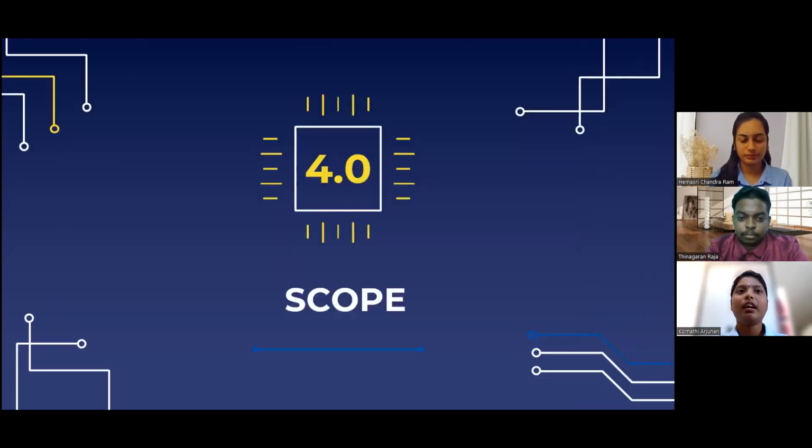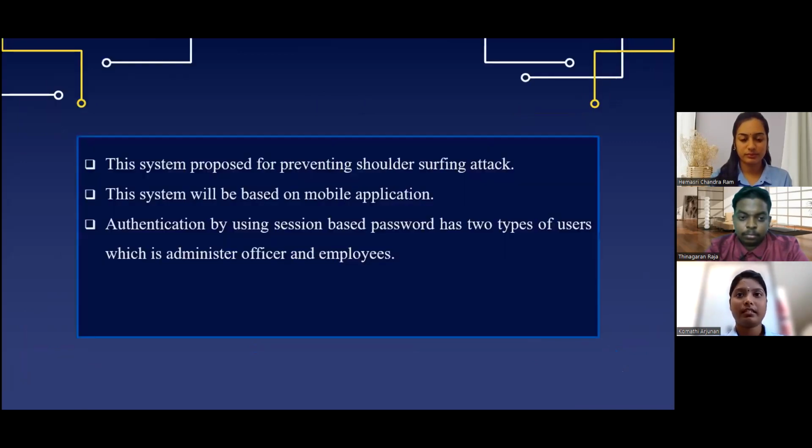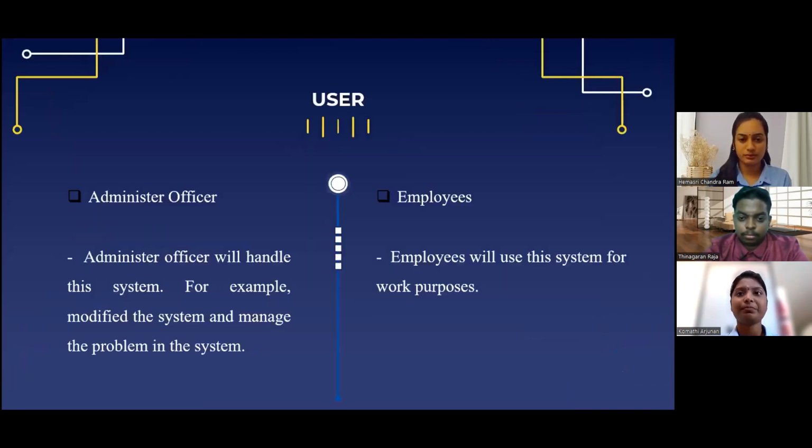Next. This part will be the scope of our project. This system is proposed for preventing shoulder surfing attacks. Besides that, this system will be based on a mobile application. Now for the scope, we'll get to know that the administrator officer and employees are our potential users. Next. The administrator officer will handle this system. For example, they can modify the system and manage problems in the system.